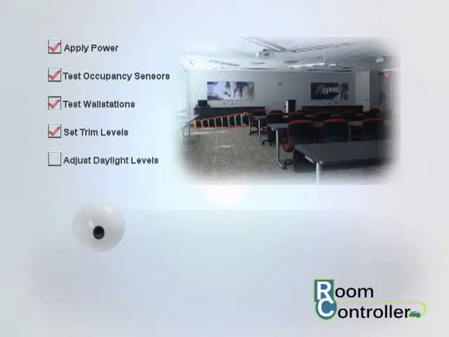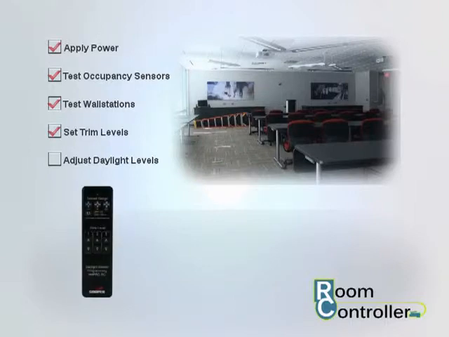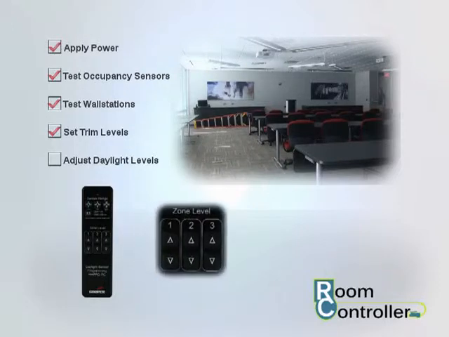If your room controller has a daylight sensor connected, the room controller will begin to operate from the sensor immediately after power-up. Daylight levels can be adjusted using the handheld programming remote. The remote control contains zone-level raise and lower buttons for zones 1, 2, and 3.